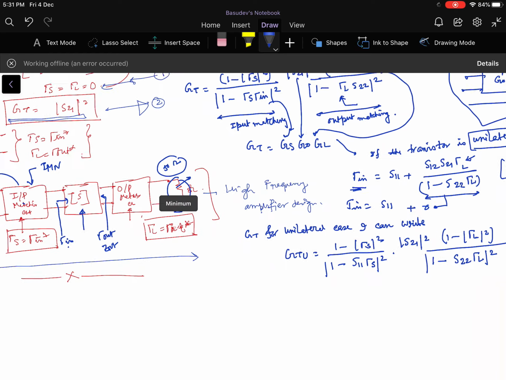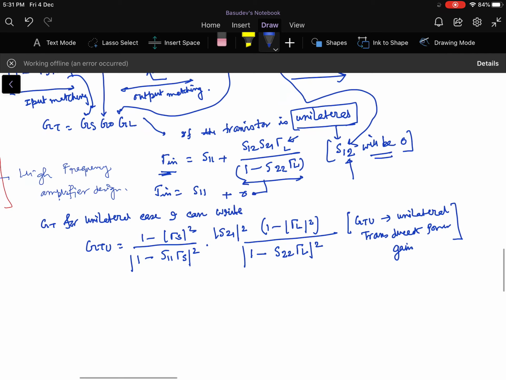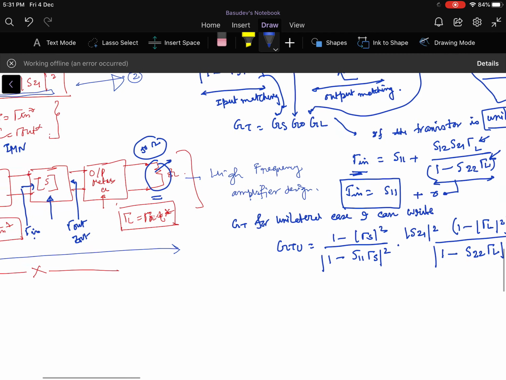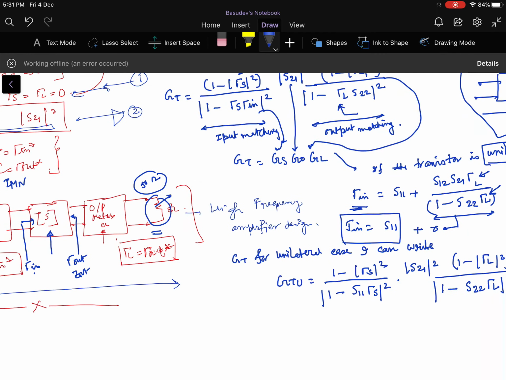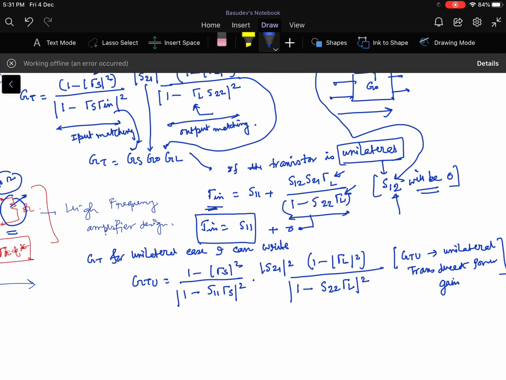So in the GTU case, whatever I have just mentioned, the advantage is that when you put S12 equal to 0 for the unilateral case, the tau L dependency does not arise at tau in, and you can directly match. So that is why matching in the unilateral case is easy. But it doesn't mean that if S12 is not 0, that is, in a bilateral case, how the matching should be done, there also some rules are there. That also we will see if time permits, and this unilateral case also we will see in more detail in the upcoming lectures.